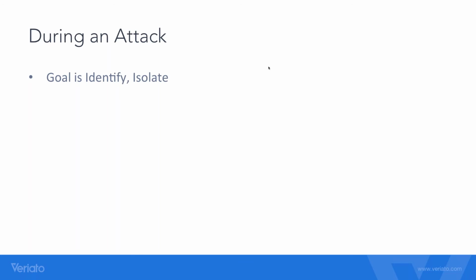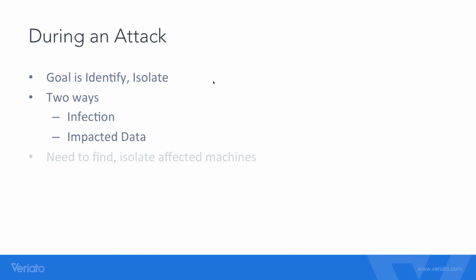So you have to isolate as part of this goal. It's not just to figure out when it hits, it's to make sure that it stops. There are two ways I think about this when thinking about the attack. You've got to think about the infection, like which machines are being impacted, and then also what data is being impacted. So it's a kind of two-factor issue that you've got to consider.